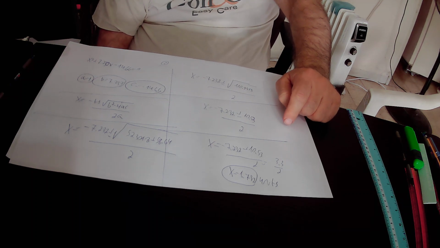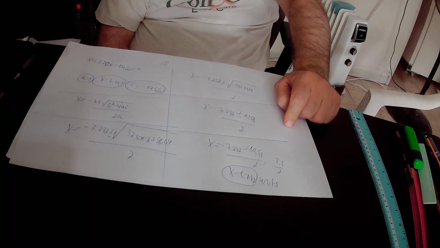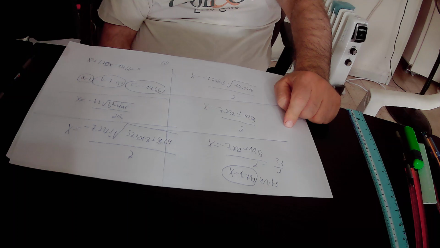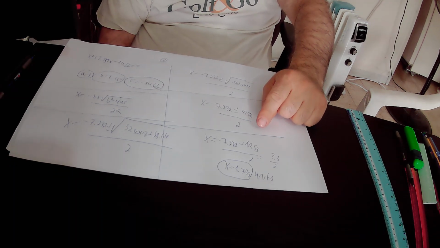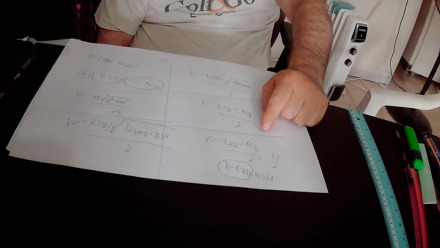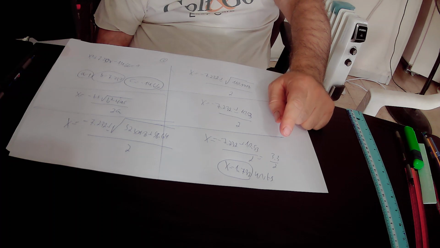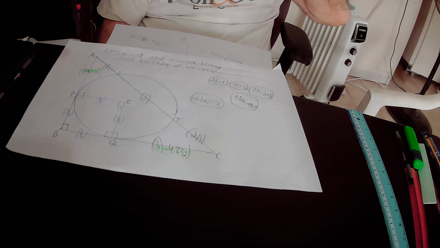So we have two possible solutions for x. The negative solution is incorrect because x is a radius, and the radius is a length, and a length must be a positive number. So we take into account only the positive solution for x, which equals minus 7.232 plus 10.533, that is 3.46 divided by 2. 3.46 divided by 2 is 1.732. So in conclusion, we found that the radius of this circle, x, equals 1.732 units.